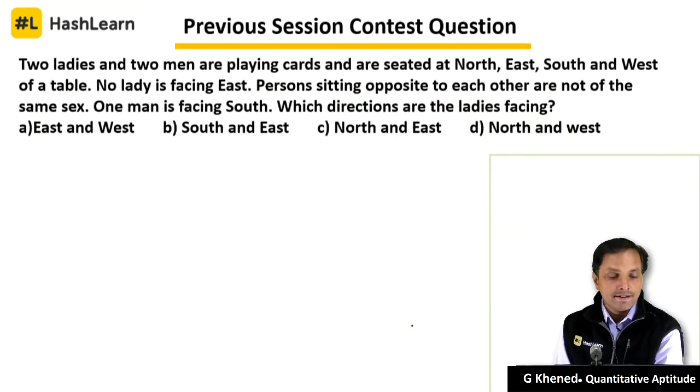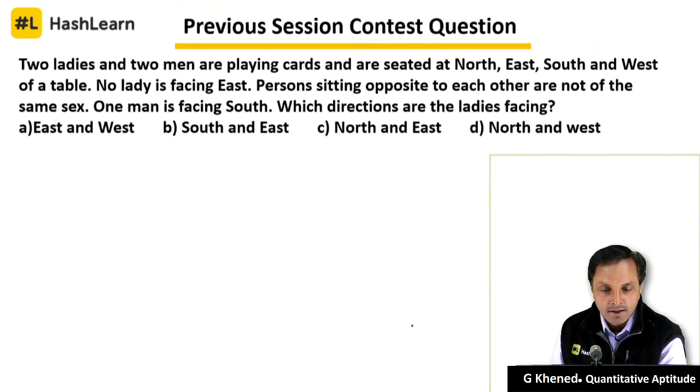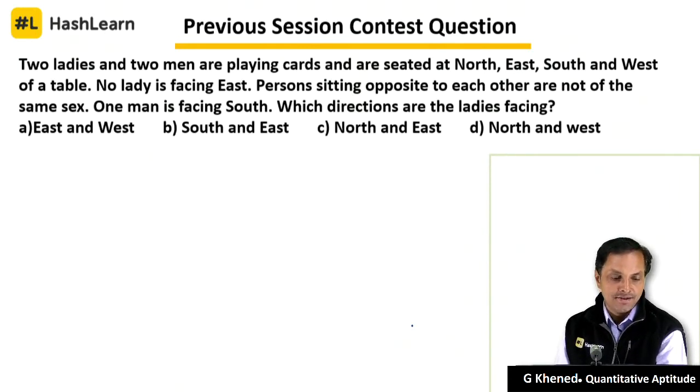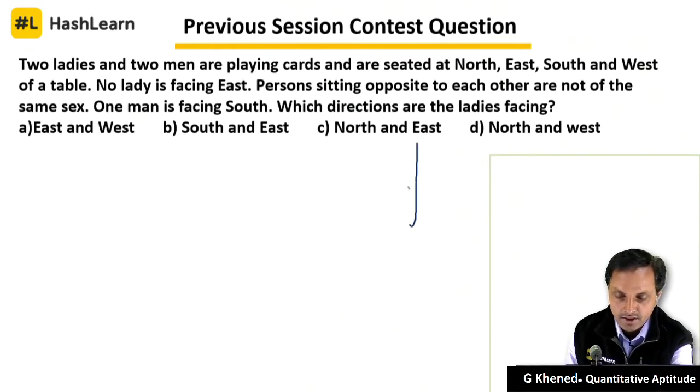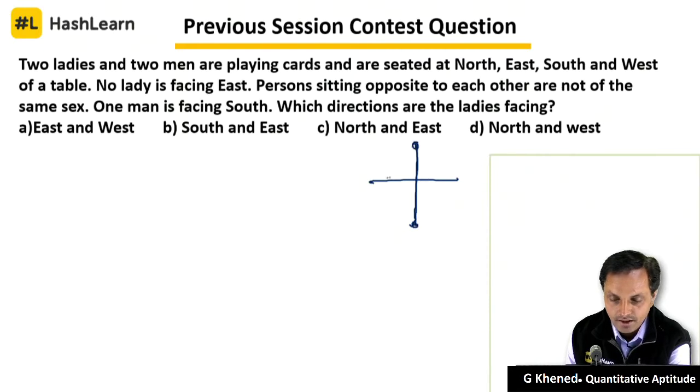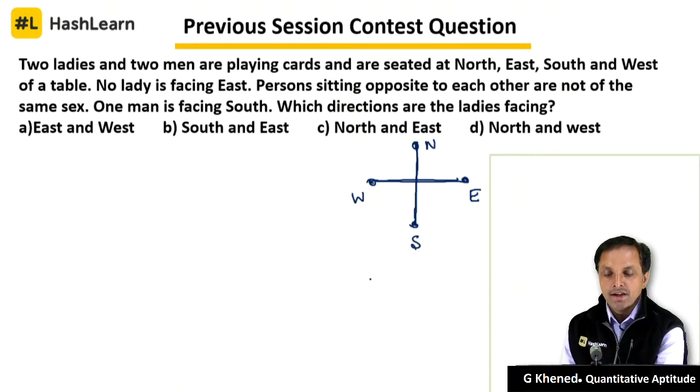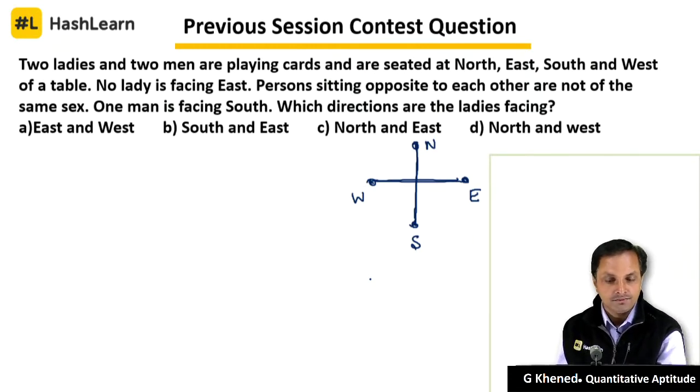Here is a problem from the previous session's contest question. Generally, before you do this problem, denote the standard sign conventions. This will be east, this will be west, this will be north, and this will be south. That is the sign notation which we are going to follow. Let us go to the problem now.